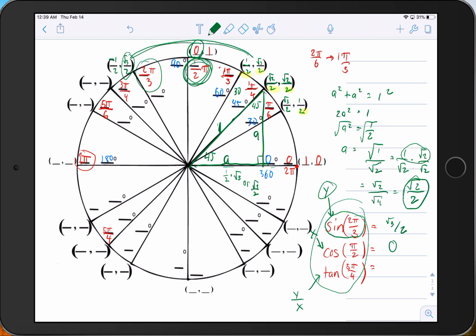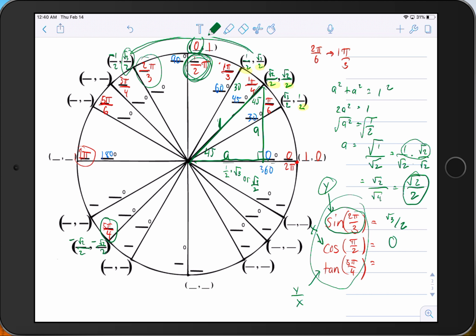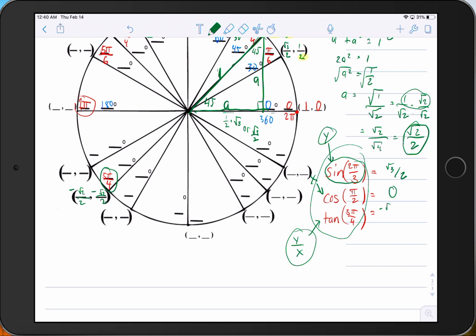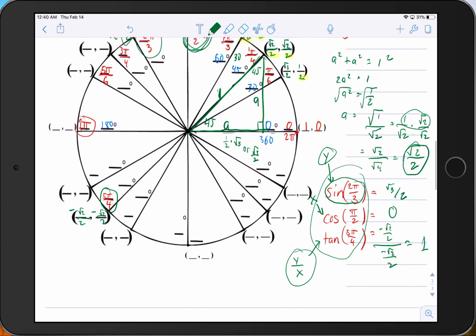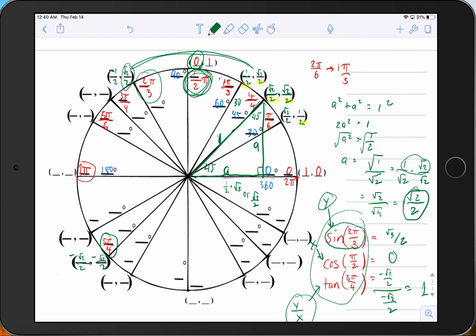Tangent of 5 pi over 4 is way down here. We haven't done the coordinates, but you know all the corner ones, the 45-degree angles, have a root 2 over 2. So root 2 over 2, root 2 over 2. Now, are they negative or positive? Well, they're going left and down, so they're both negative. So what's tangent? Y over x. So it's negative root 2 over 2 divided by negative root 2 over 2. And they're the same value, so we know it's positive 1. And there you go, a basic unit circle, how to do these individual parts.